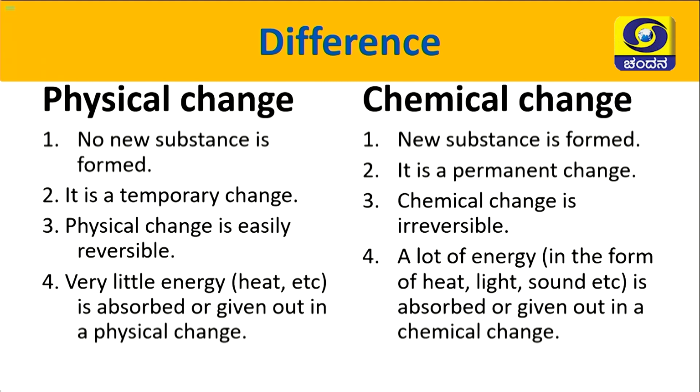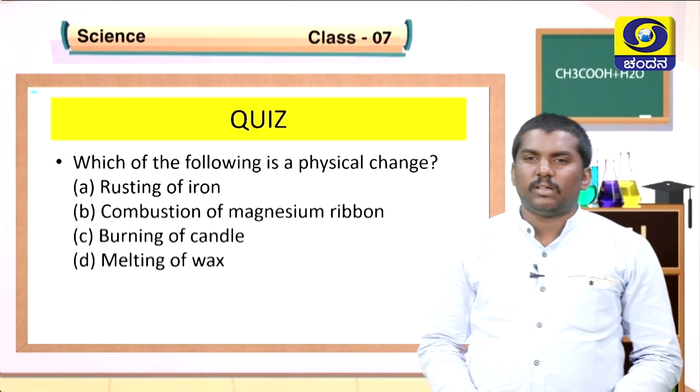Fourth one, a very little amount of heat energy is observed or given out in physical change. Students, any physical change requires little amount of energy, or during physical change a little amount of energy is liberated. But in case of chemical change, when compared to physical change, chemical change requires much amount of energy, and sometimes during certain chemical reactions much amount of energy is liberated. So a lot of energy in the form of heat or light or sound is observed or given out in a chemical change. Students, let us have a quiz.